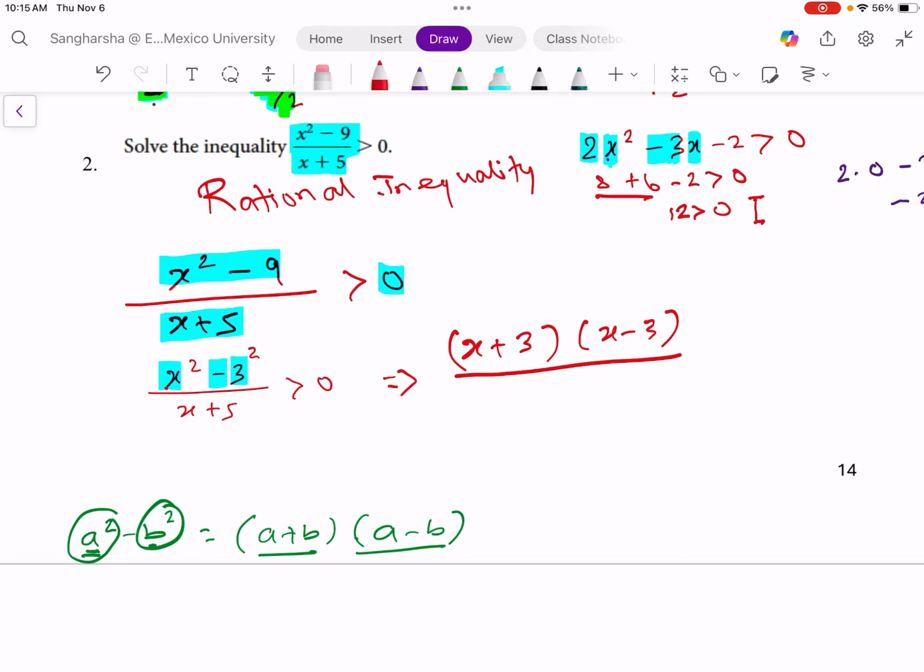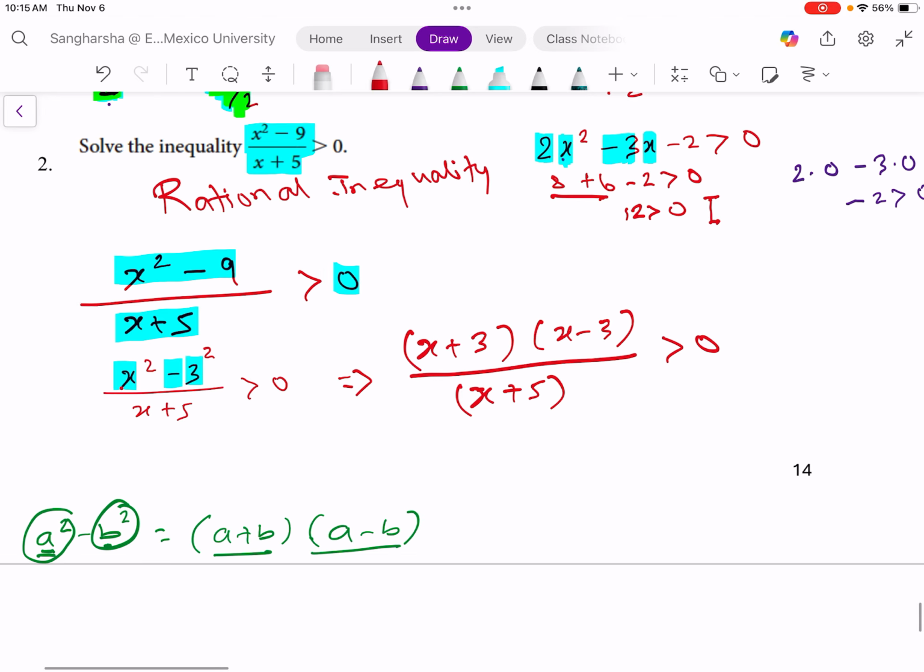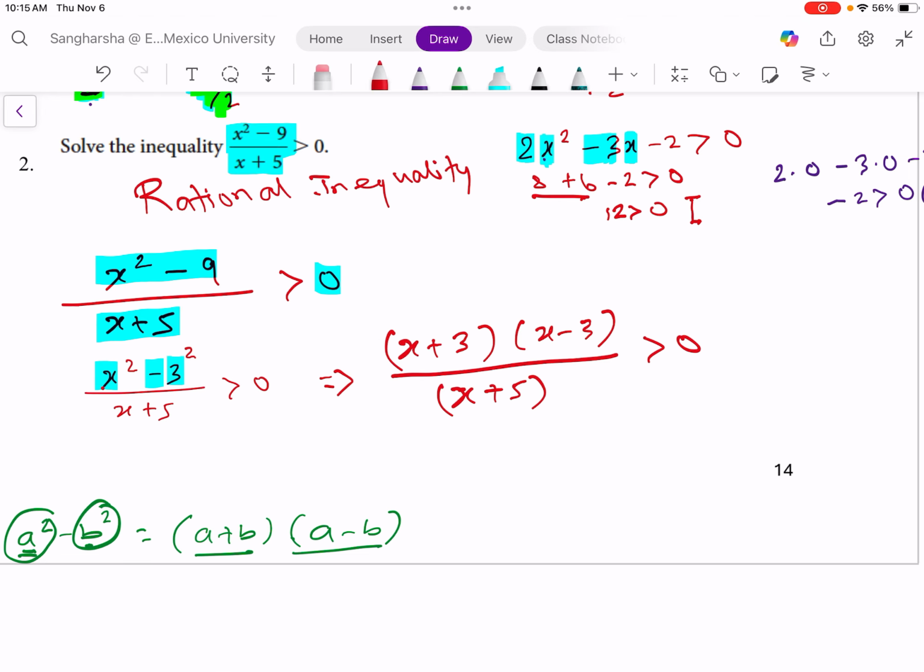Now what about x plus 5? Can we factorize it further, or is it in the simplest form? It's already in the simplest form, right? Because the degree is 1. So let's rewrite x plus 5 as it is, greater than 0. Okay, now the next step, we find the zeros of the numerator and denominator. For each factor we find the zeros.